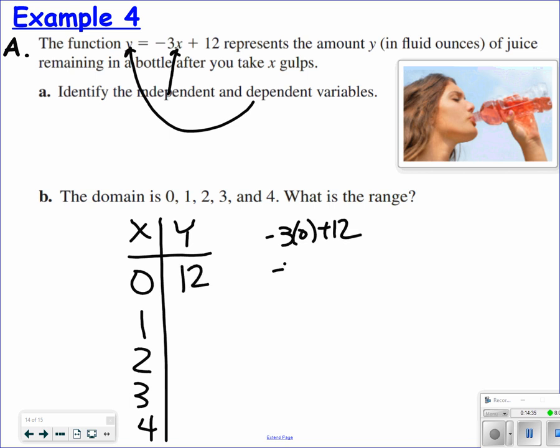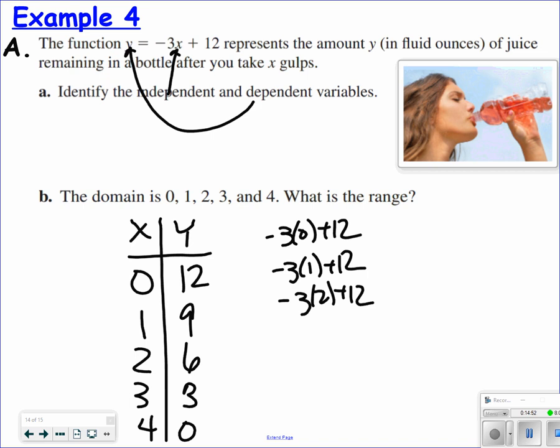I'm going to plug 1 in. So -3 times 1 plus 12. -3 times 2 plus 12. And so on. So now I'm going to take 1 gulp, 2 gulps, 3 gulps, 4 gulps, and I'm done. I'm out of juice. There's 0 left.